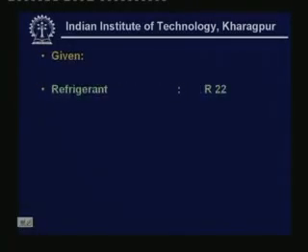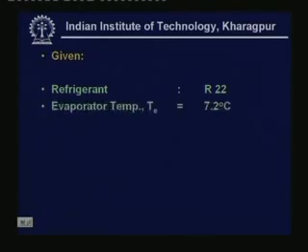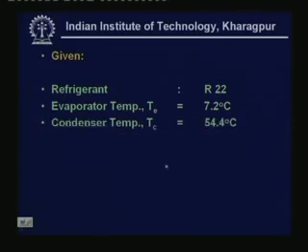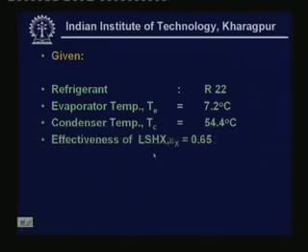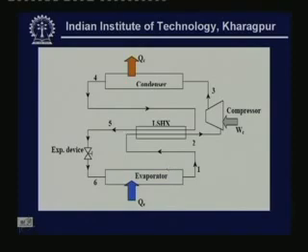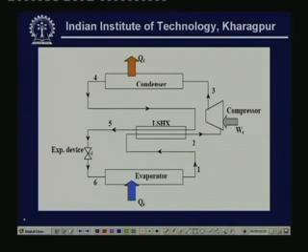So, the given information is like this: refrigerant is R22, evaporator temperature is 7.2 degrees centigrade, condenser temperature is 54.4 degrees centigrade, and effectiveness of liquid suction heat exchanger is 0.65. So, this is the schematic of the system. As you have already studied, you have the 4 basic components: evaporator, compressor, condenser and the expansion device.